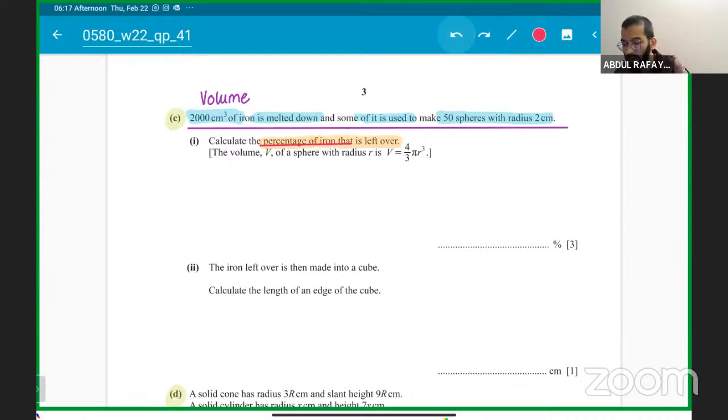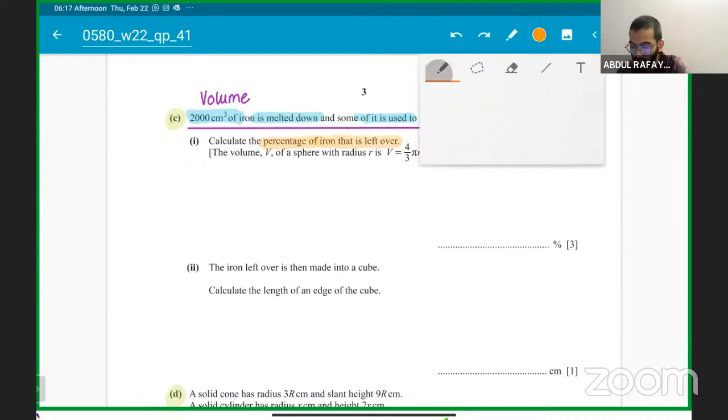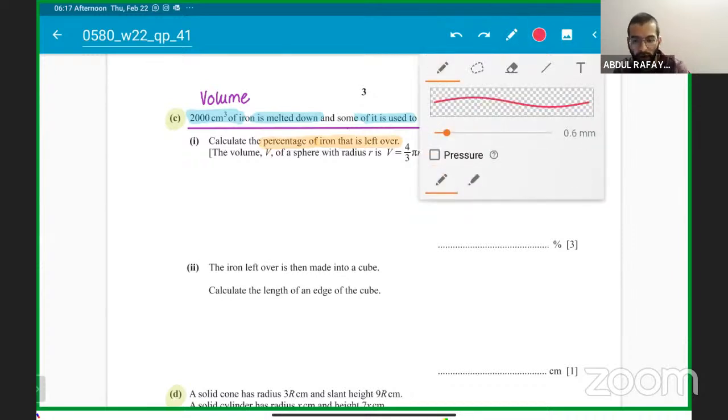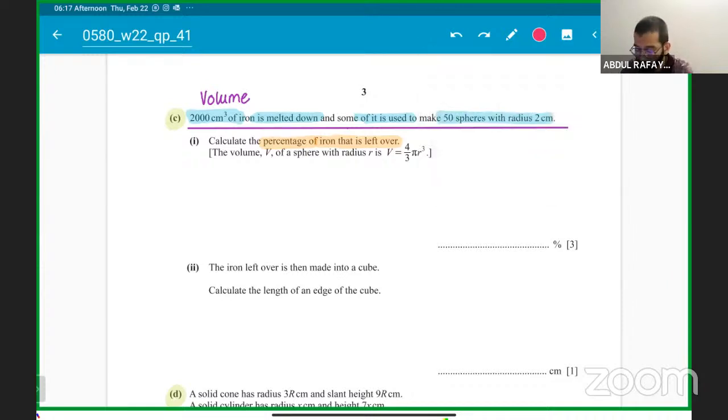But first we need to understand how much iron will be used, how much iron will be utilized. Guys with me, everyone following, clear on that? So we have this volume. We'll find out the volume of the sphere.